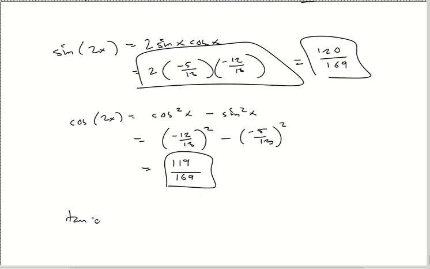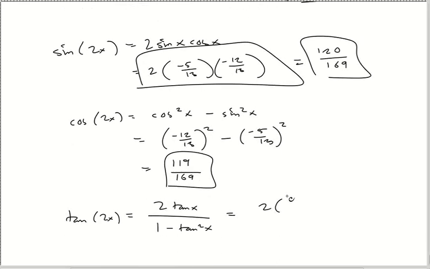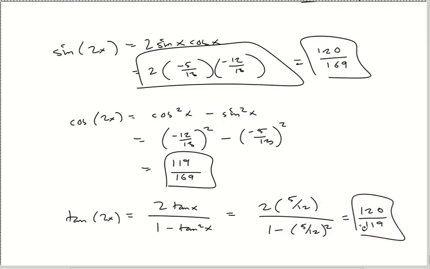Last one, tangent of 2x. So that's going to be 2 tangent x divided by 1 minus tangent squared x. Now, tangent's a little different. Remember that it's opposite over adjacent, so 2 negatives make a positive, so I got 5 over 12. And that's what you're going to plug into both of those places. Lots of little math, and you get this answer in the end.